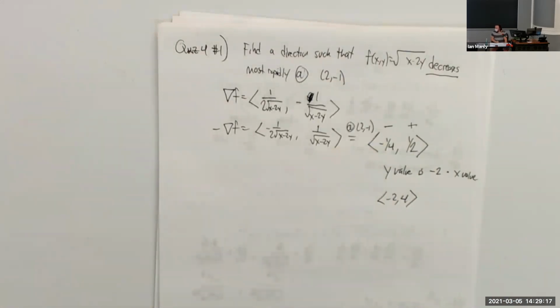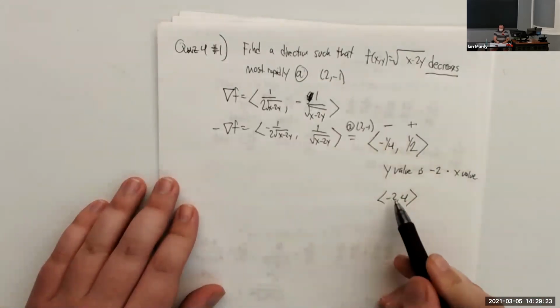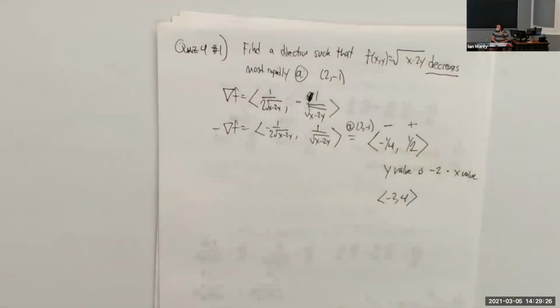So we have to multiply it by the same number. Yes, so -1/4 times -2 is 1/2. -2 times -2 is 4. That's what I'm talking about here.